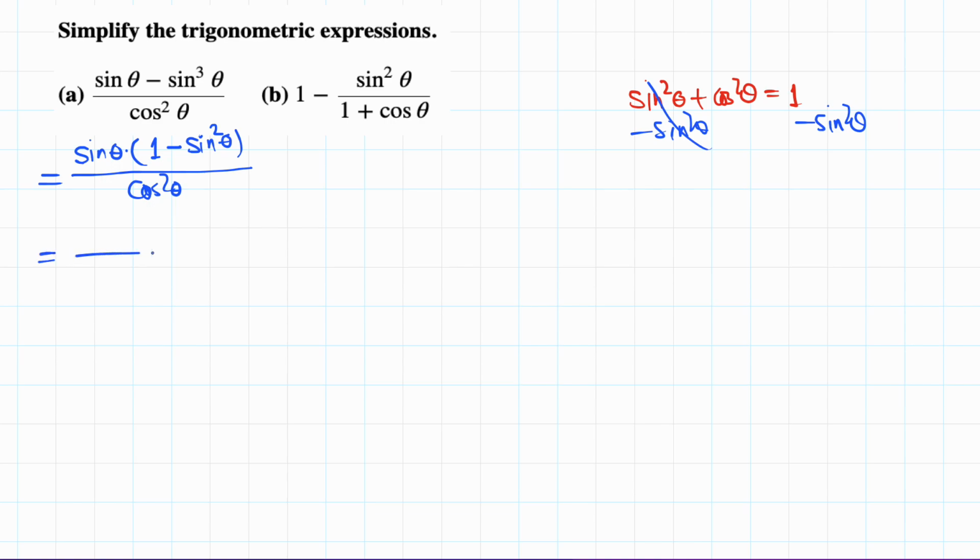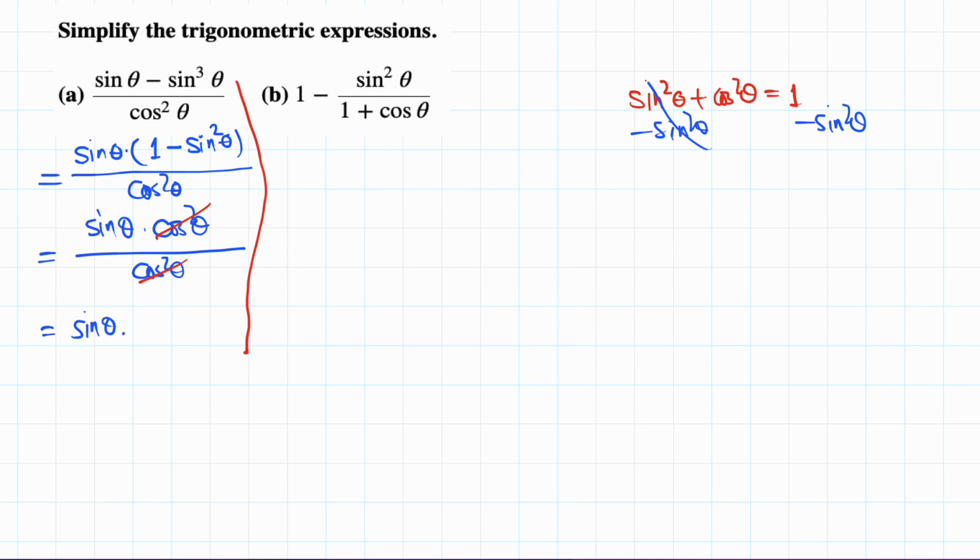So in the next step, sine theta times this is cosine square theta. Now two copies of cosine cancel from top and bottom. That leaves sine theta over 1, or just sine theta. That's how we can simplify.